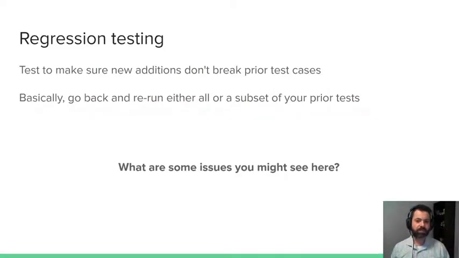What are some problems that you could see here? So let's say that we have to constantly run regression testing. What are some of the problems that can happen with that? And I should say this is a necessary thing. It's not something you can really skip. But what are some of the issues that we have to deal with and maybe try to minimize?